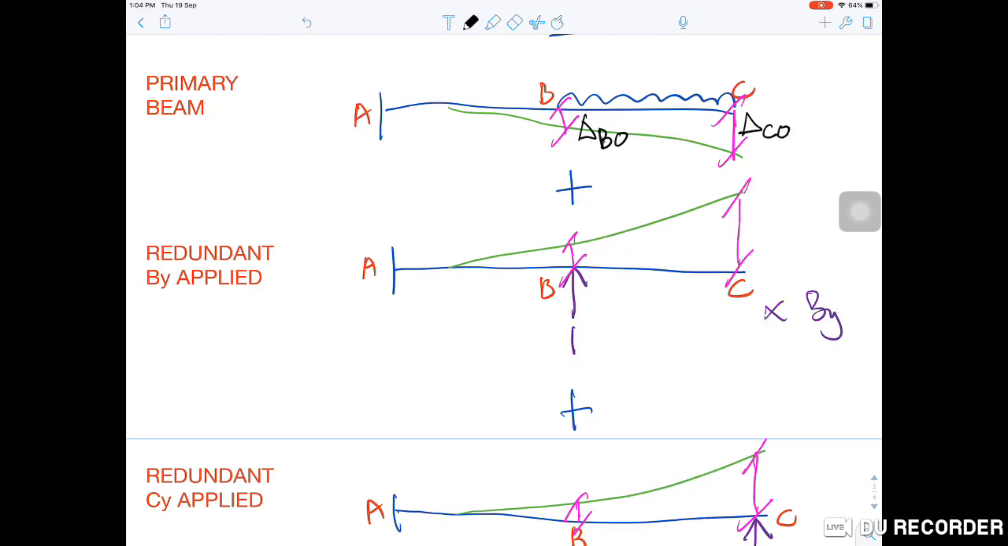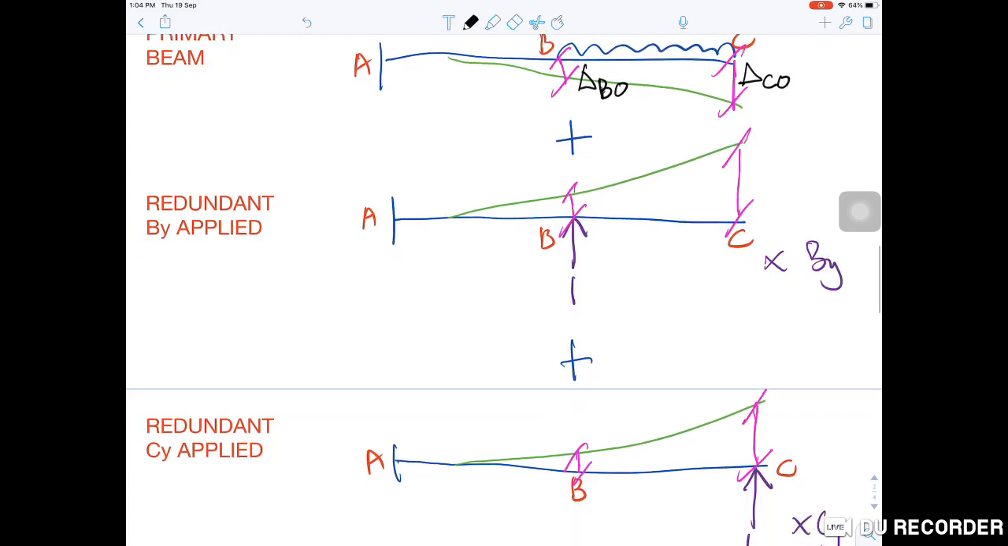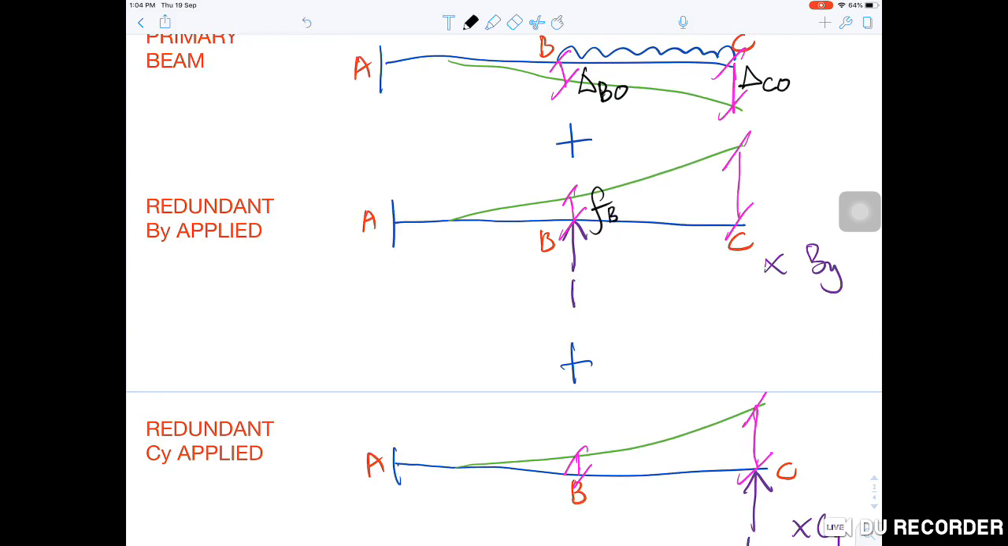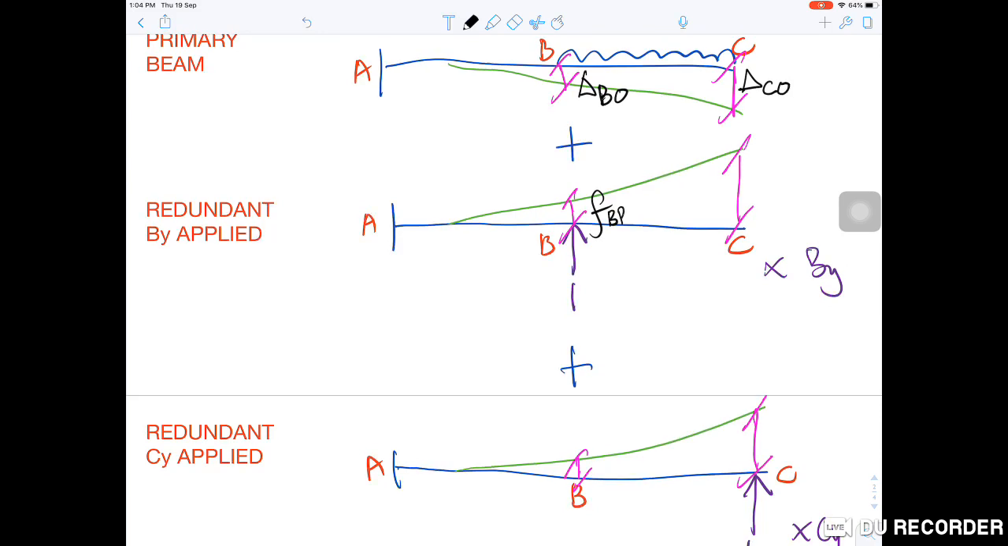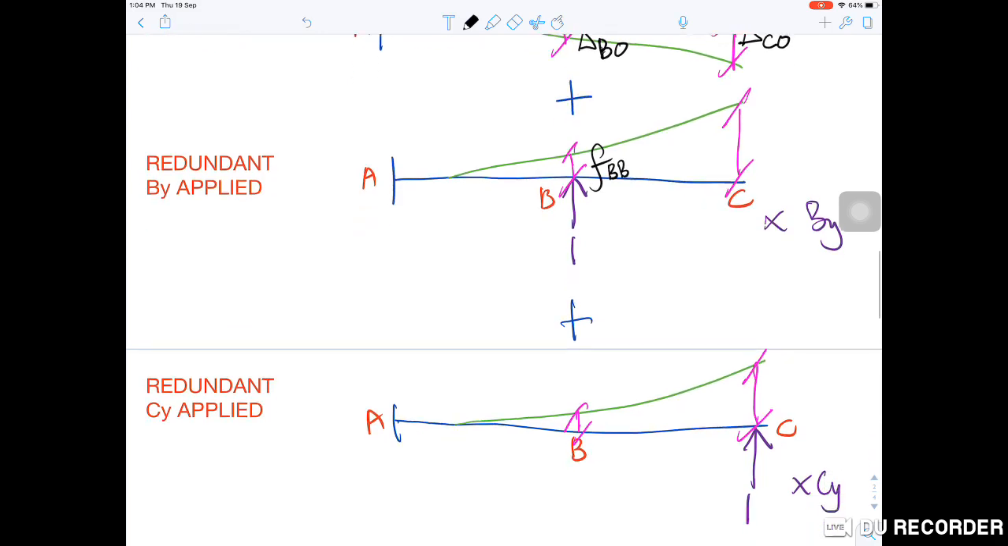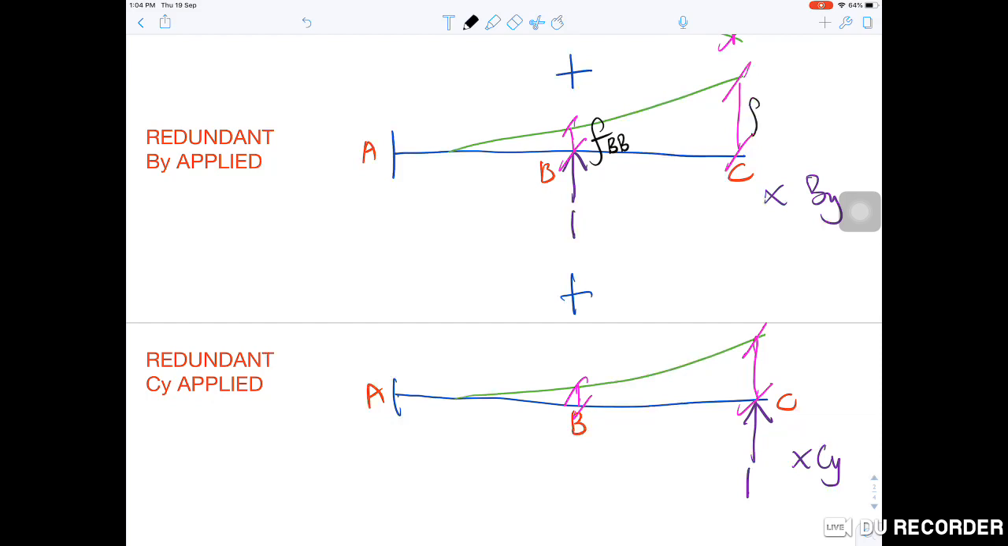For redundant BY applied, at position B, due to a unit value of BY, the delta is called F. F is the flexibility coefficient. This is F at position B for redundant BY applied, FBB, and at position C, it is F at position C for redundant BY, FCB.